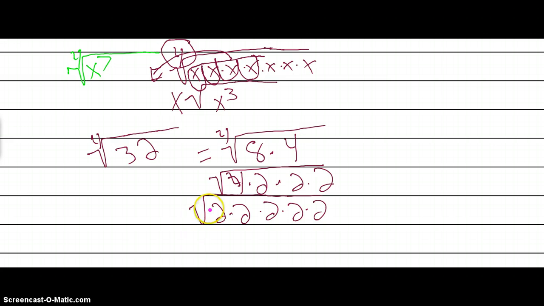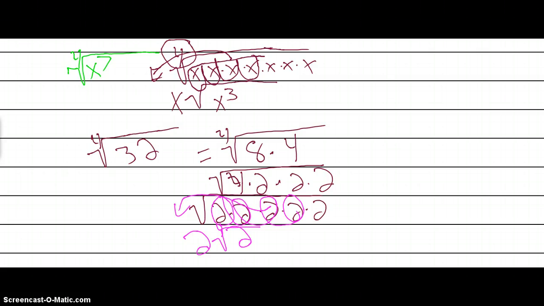So now we need to get 4. So that's 1, 2, 3, and 4. So now we have 4, so now we can take out a 2. Since we have 4 of them, now we can take it out. So this becomes a 2 outside, and then what's left over? The 2 inside. So the fourth root of 32 is 2 times the fourth root of 2. So whatever the number is outside, that's how many you need before you are able to take it out. That's pretty much all that stuff means.